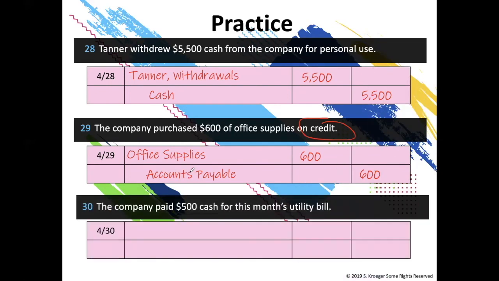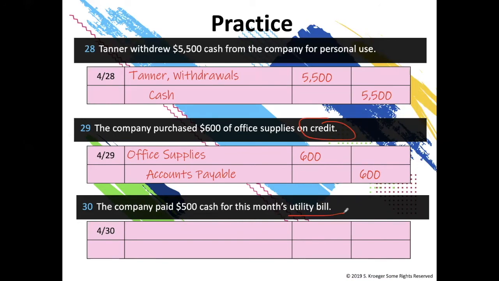Our last entry, the company paid $500 cash for this month's utility bill. Now, is cash going up or down in this case? It's going down, right? Because when you pay a bill, your bank account gets lower. You lose cash because you're spending it. When we spend cash, it's a credit. The other account will be the debit, which in this case would be the utility bill.